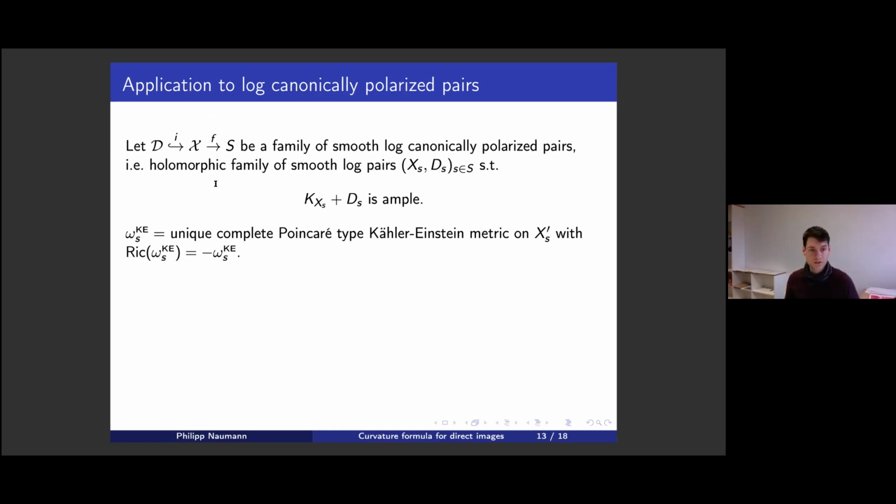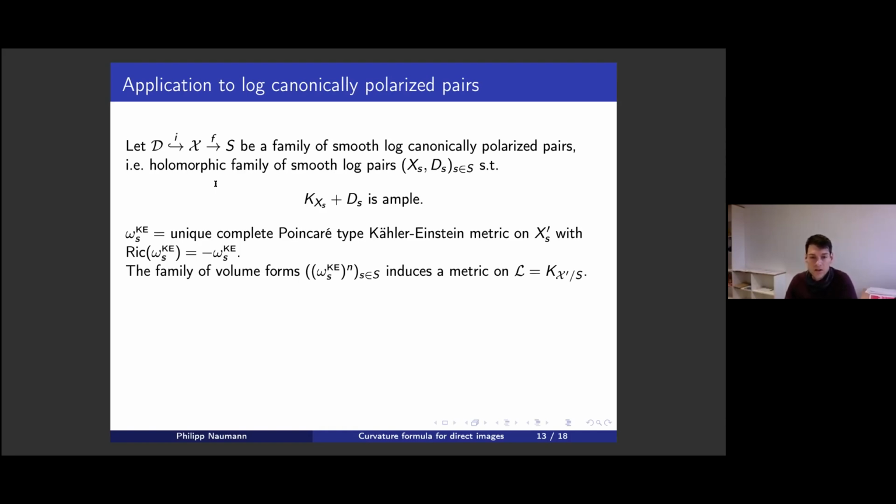And this family of metrics induces a smoothly varying family of volume forms on the open fibers, and they in turn induce a metric on the relative canonical bundle on the total space. And this is going to play the role of L in this application. And in this context, the curvature formula says that we have a sign for the curvature of the L2 metric if L has some curvature sign.